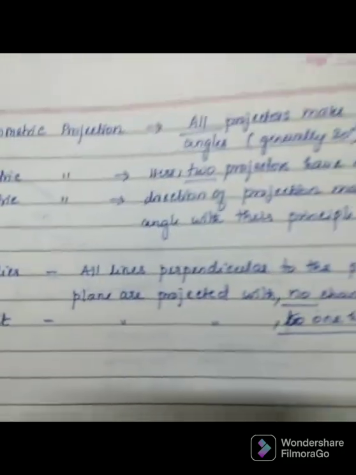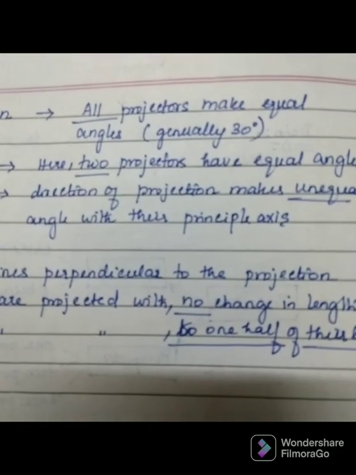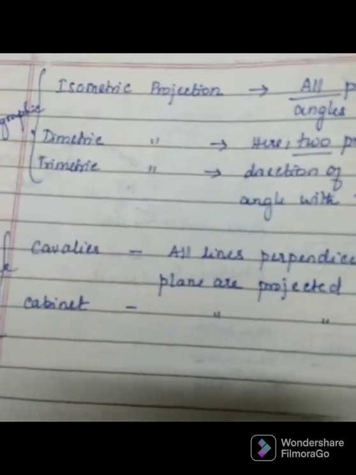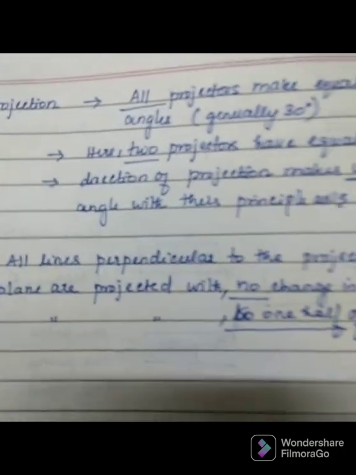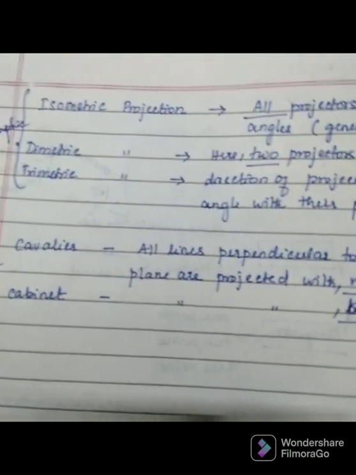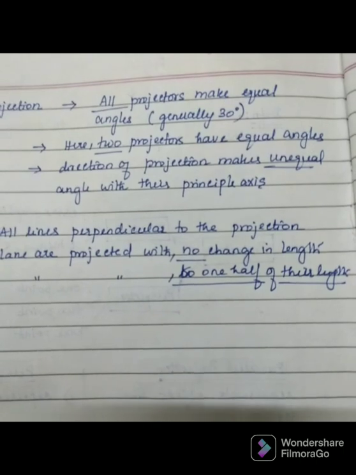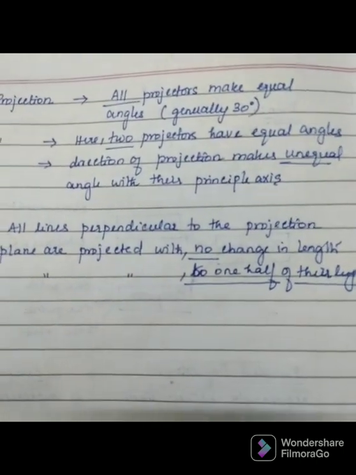Isometric projection, all projections make equal angles, generally 30 degrees. Dimetric projection, here two projectors have equal angles. And trimetric projection, direction of projection makes unequal angles with their principal axes.